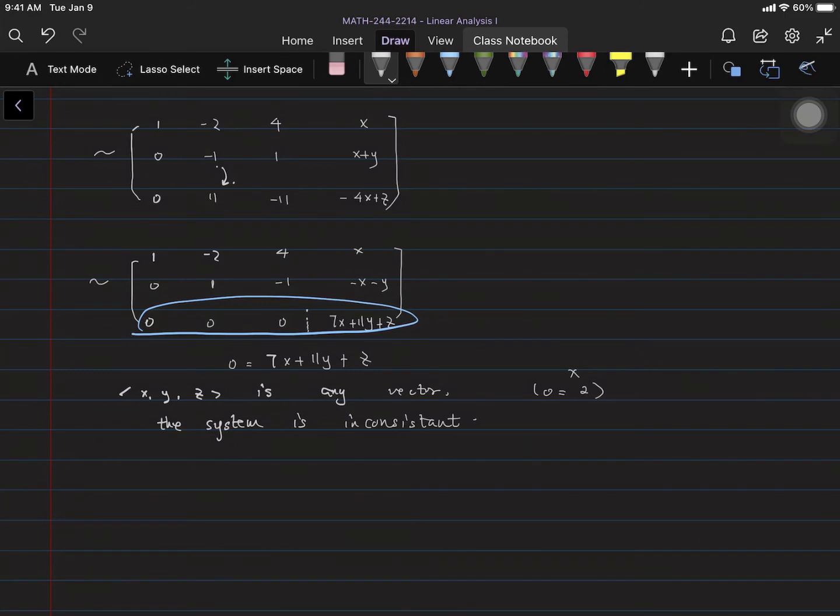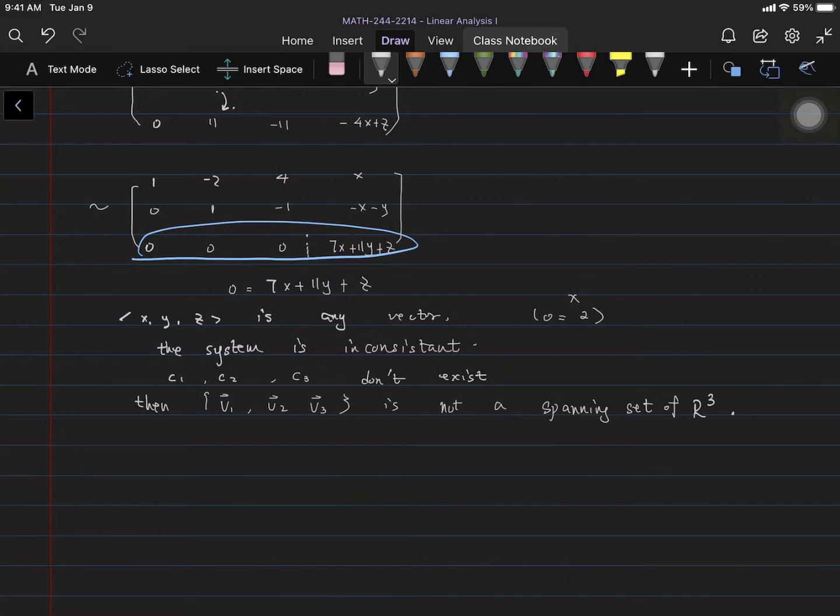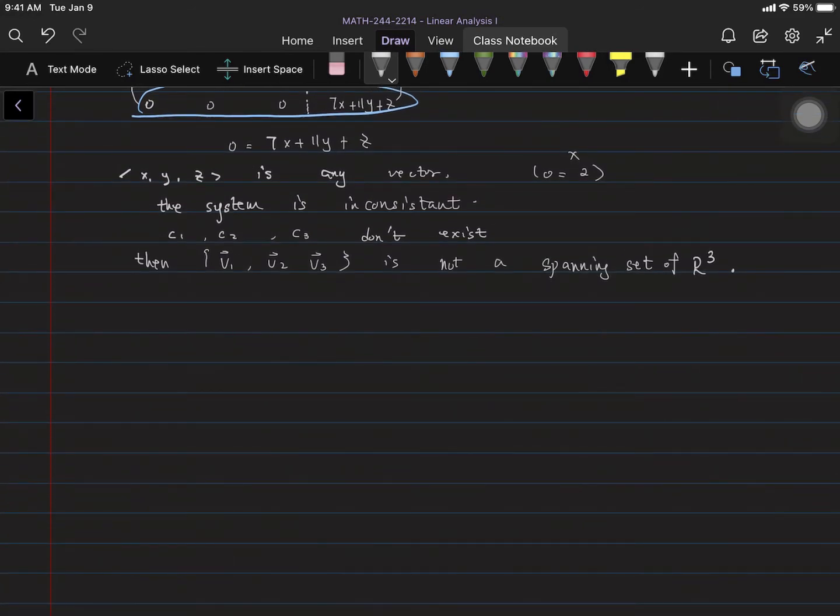So that means C1, C2, C3, there's no solution. That means they don't exist. That means V1, V2, V3 is not a spanning set. It doesn't span R3. Okay, so how to tell if it spans R2, R3? Just make a linear combination and see if the linear combination has a solution or not.